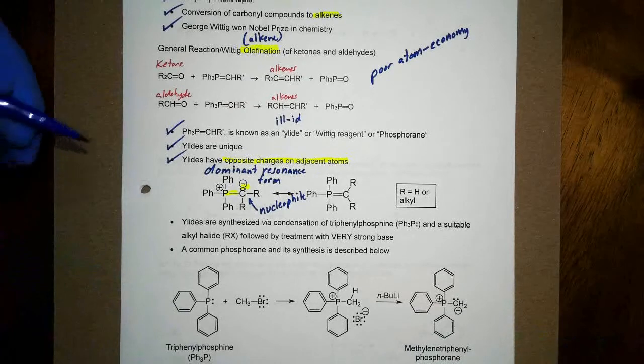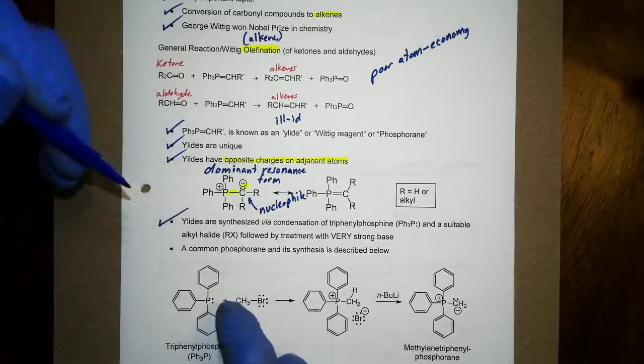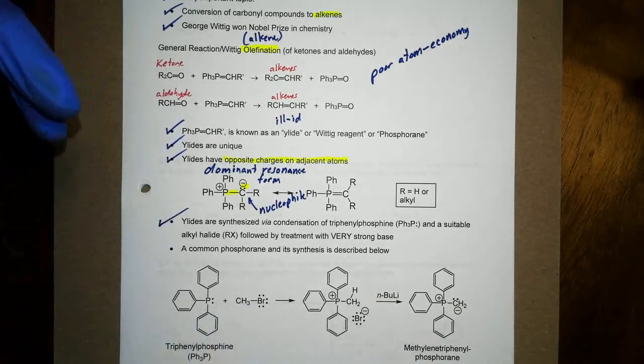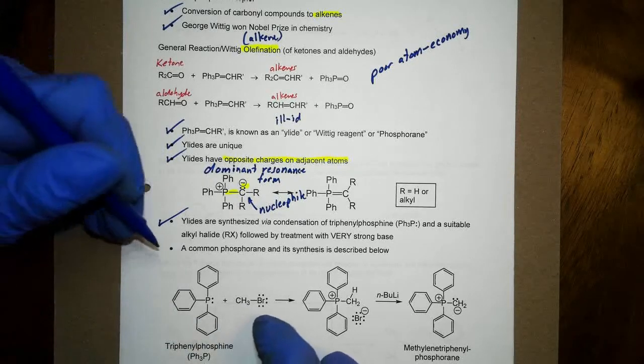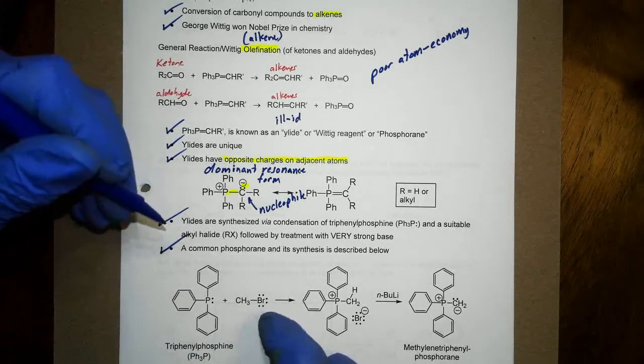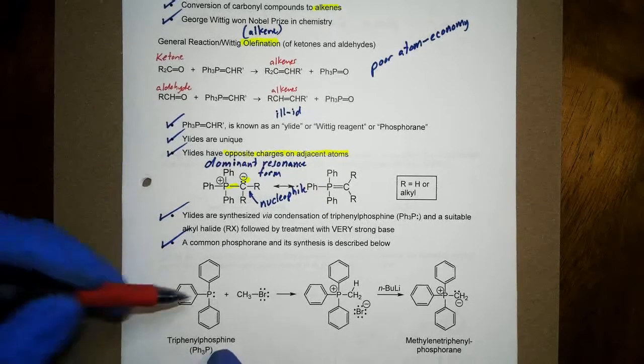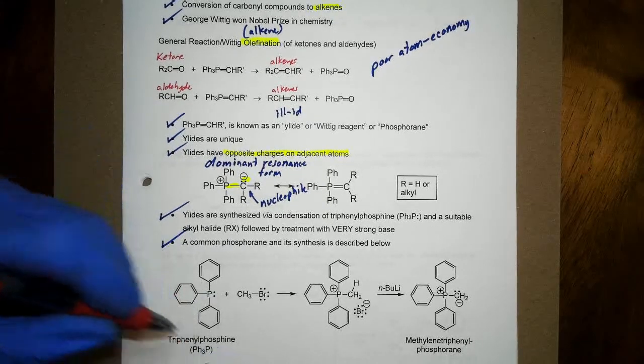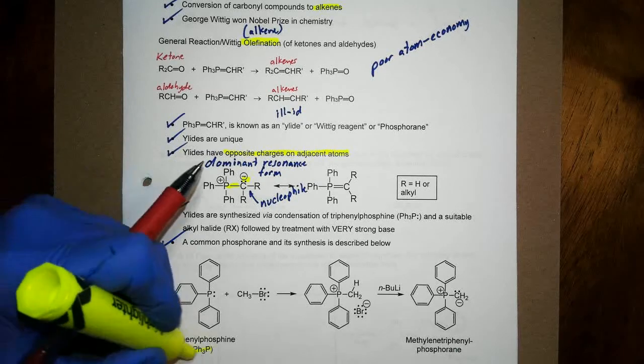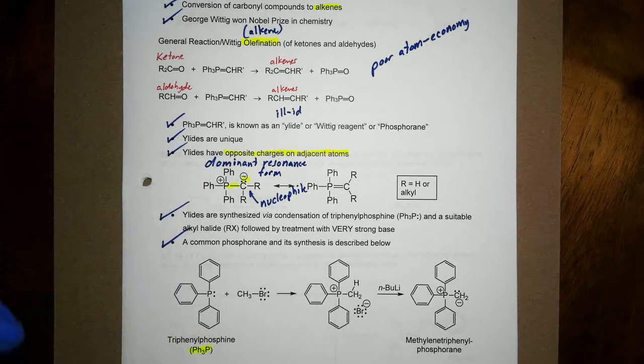So, ylids are synthesized by condensing triphenylphosphine with a suitable alkyl halide, and we're going to treat with a very strong base. Let me show you one of those. Here's a common one. Show you how this works. Here's triphenylphosphine. Before we just wrote it down as this, but now you can actually see the structure.